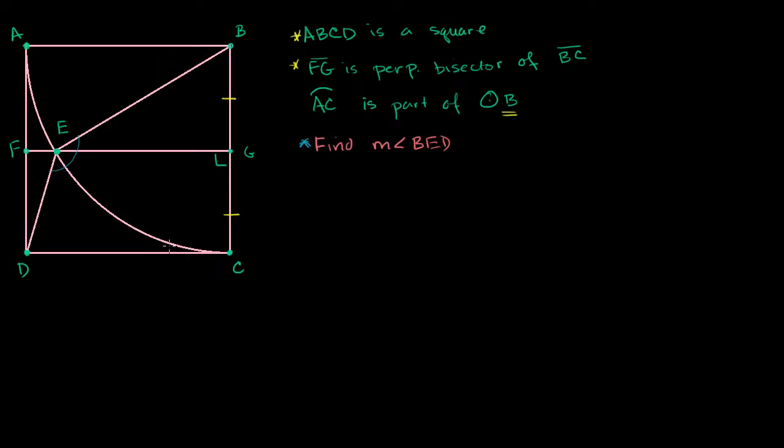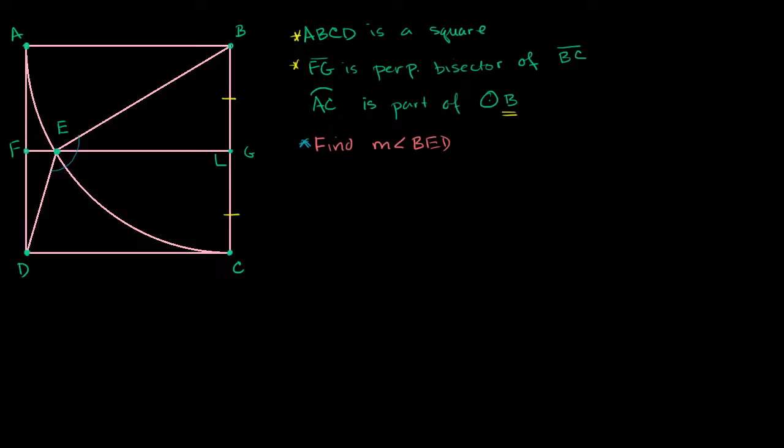So the trick here is to realize that this is a circle, and so any line that goes between B and any point on this arc is going to be equal to the radius of the circle. So AB is equal to the radius of the circle, BE is equal to the radius of the circle, and we can keep drawing other things that are equal to the radius of the circle. BC is equal to the radius of the circle. So let's think about it a little bit.